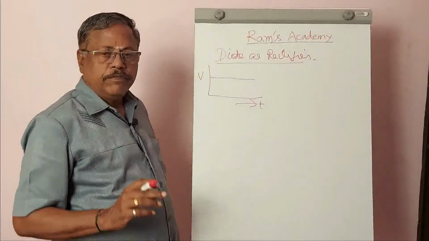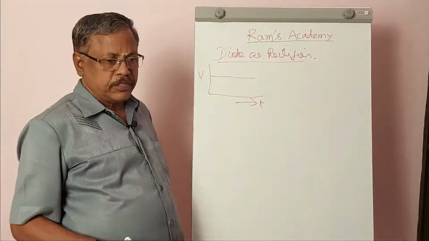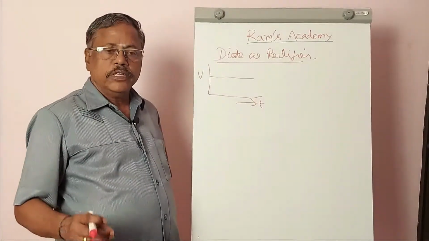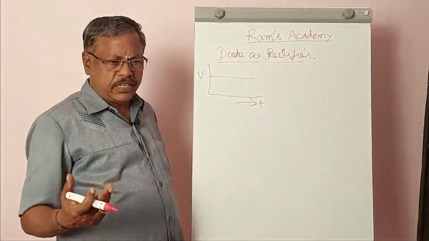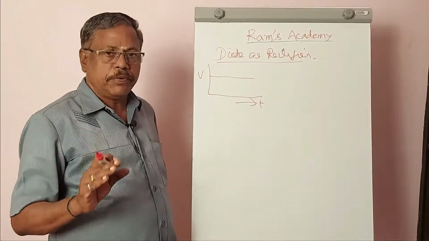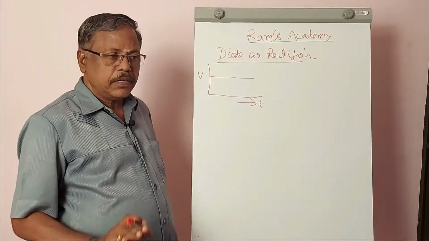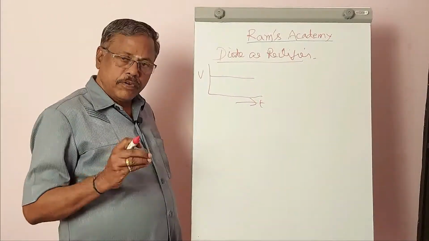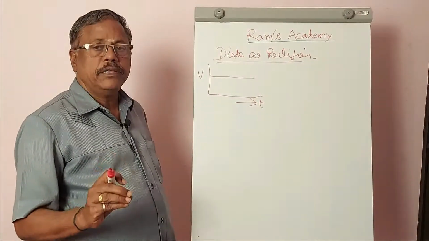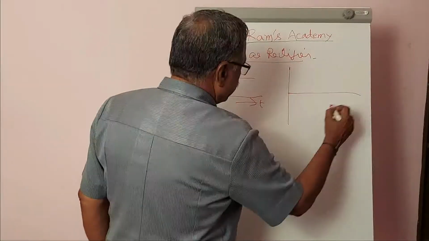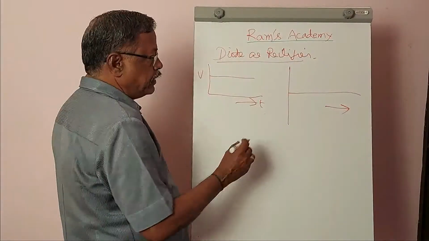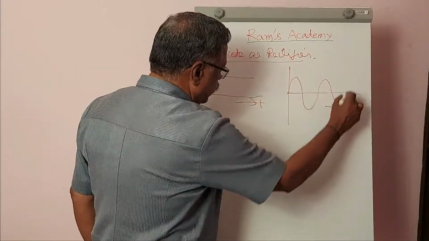But of course, we have a lot of equipment like a radio, a DC motor, and many other things which work on DC power supply only. But unfortunately, for our home, the supply is an alternating current. Alternating current, in the sense, the waveform can be written like this.